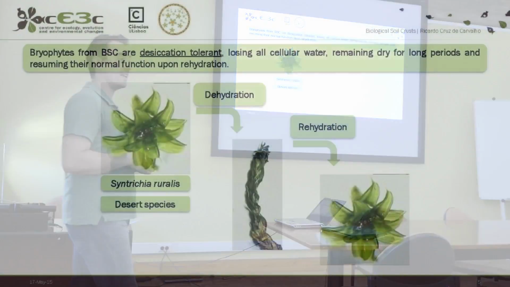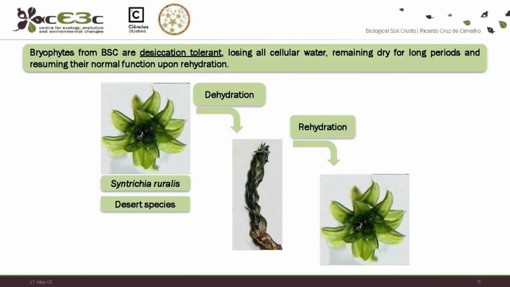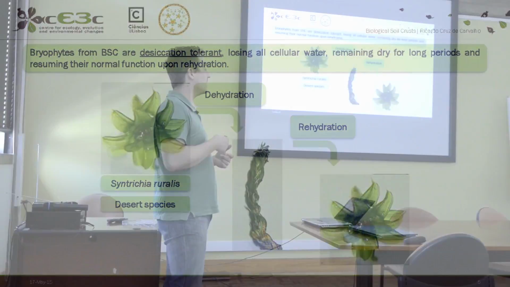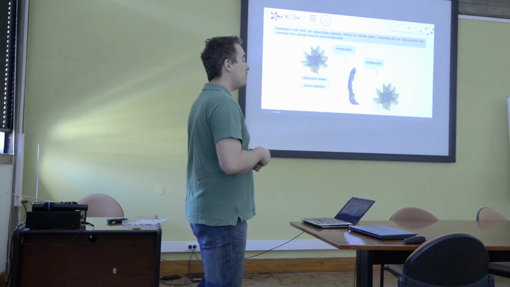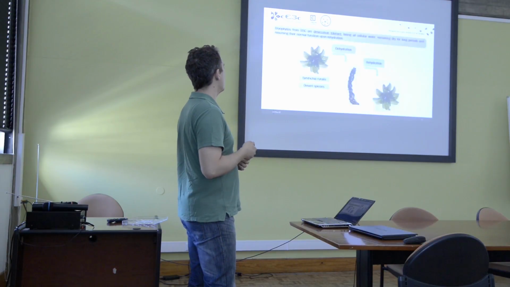Syntrichia ruralis is a desert species. It's present all over the world. It's been studied in the United States, in the Mojave Desert. And when it is completely dehydrated, it has this look: very dry, very collapsed leaves. And upon rehydration, I know it's just a copy-paste image, but the result is the same. They regain, they repair any damage that can occur, but they survive, they can endure.